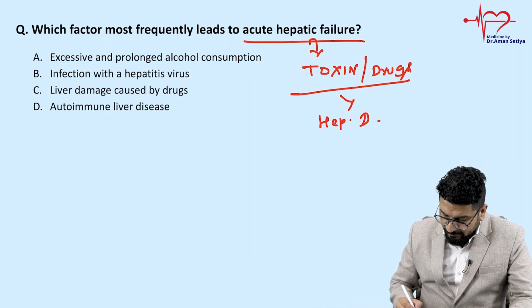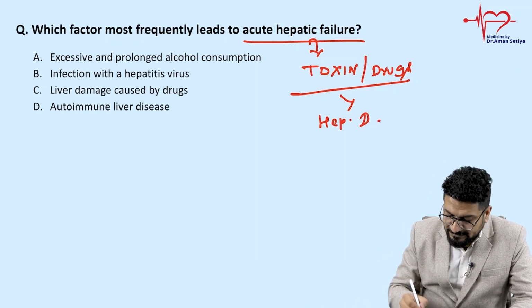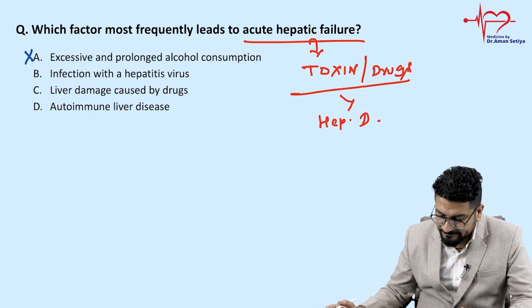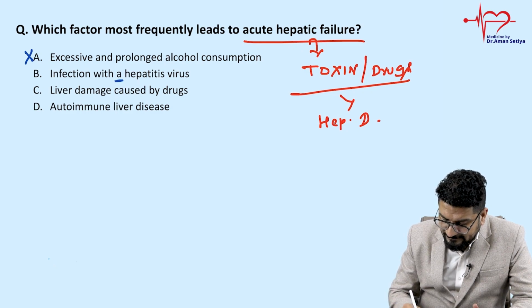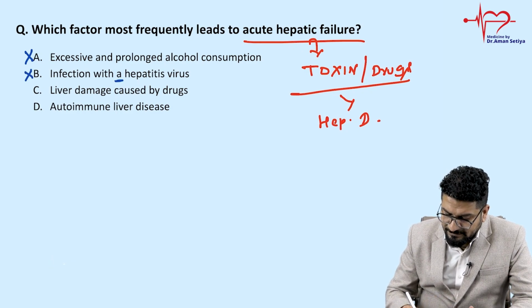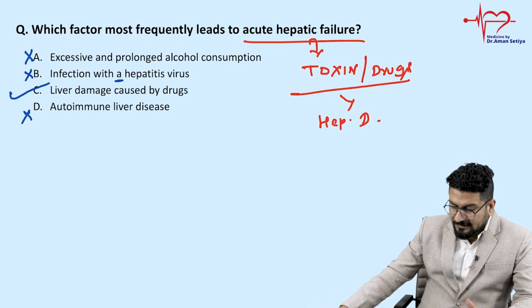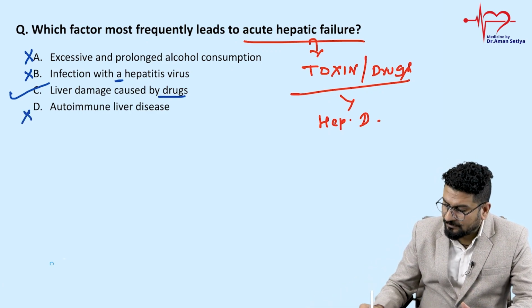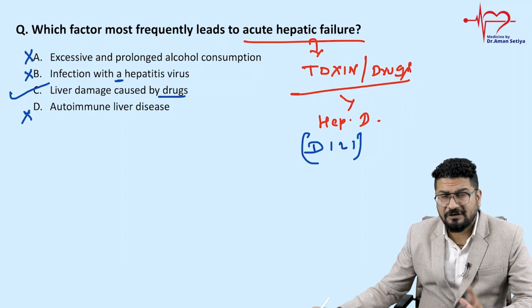Excess and prolonged alcohol consumption: understand this, alcohol is a mitochondrial poison and damages hepatocyte mitochondria, but it's not a common cause of acute liver failure. Infection with hepatitis A is not a leading cause. Autoimmune hepatitis is a very rare cause. Is it clear? Others generally cause chronic disease. We also use a term called DILI, drug-induced liver injury. So remember, drug or toxin-induced liver injury is the most common cause of acute liver failure.